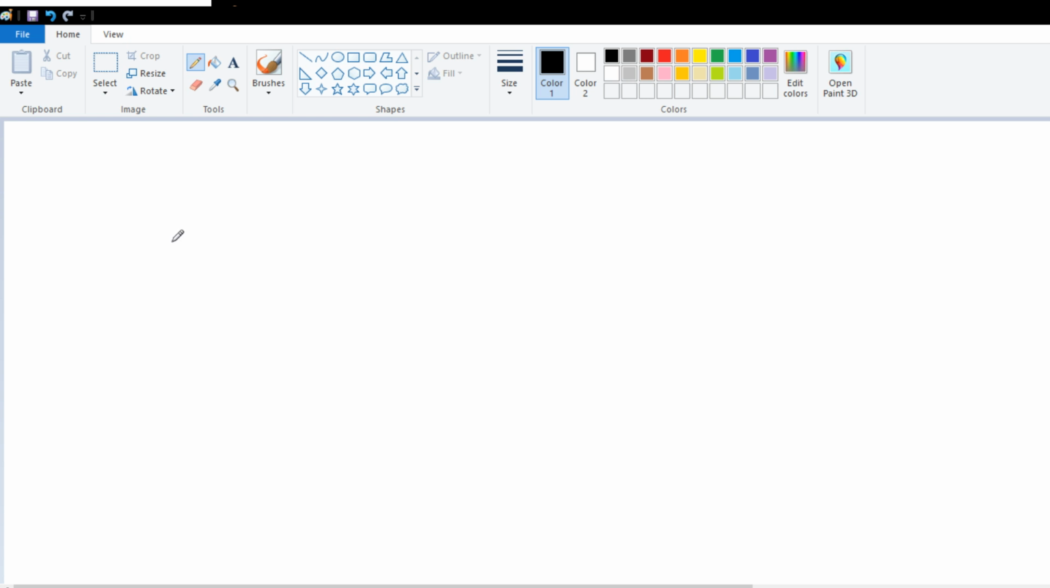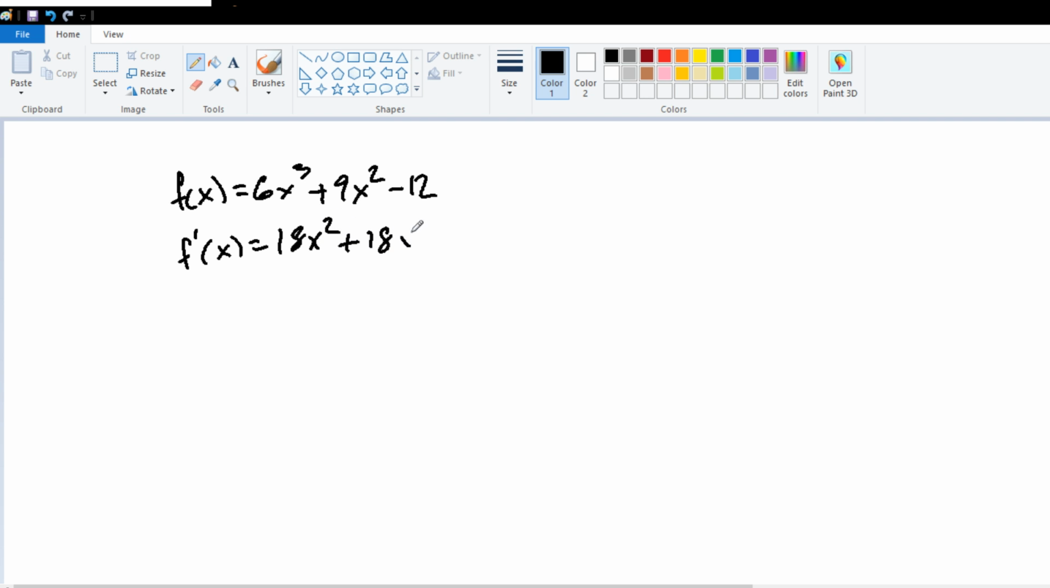Okay. We're asked to find the critical points of f of x equals 6x cubed plus 9x squared minus 12. Critical points are places where the derivative is undefined or 0, so we find the derivative. Get 18x squared plus 18x. And we want to figure out where this is 0.